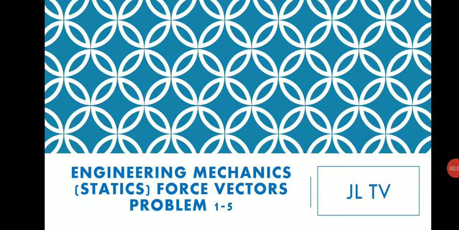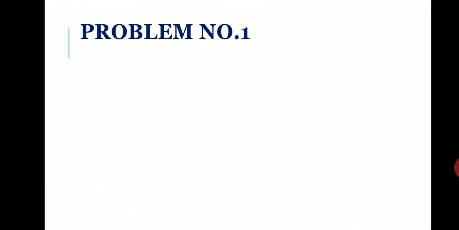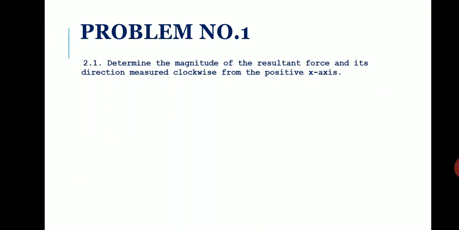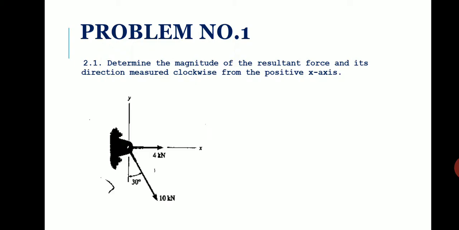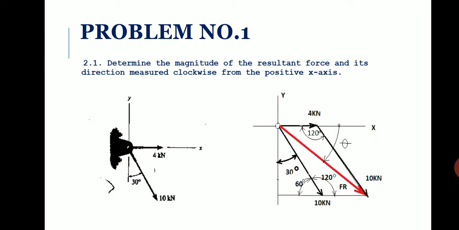Today I'm going to discuss force vectors problems 1 to 5. Problem number 1: determine the magnitude of the resultant force in each direction measured clockwise from the positive x-axis. By using the parallelogram method, we determine the resultant force vector.